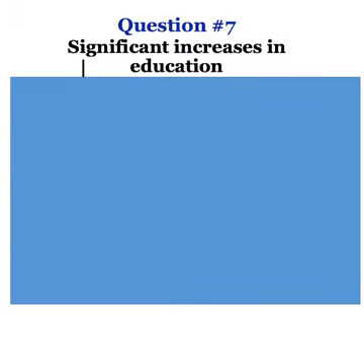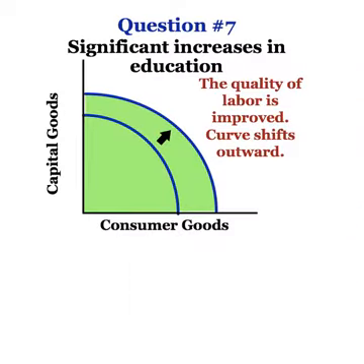Question 7, significant increases in education. Do you think that'll affect the ability to produce capital goods or consumer goods, both, neither? Let's see. This affects both. Now, you learned that the quality or quantity of a resource can shift the curve. This is an example of a quality increase. If your labor force is healthier or better educated, they're able to produce more than they could beforehand. So an increase in the quality of your labor force, and in this case educating them higher, will lead you to have more overall production of both categories of goods.